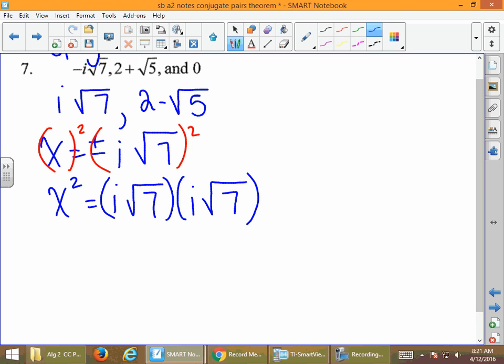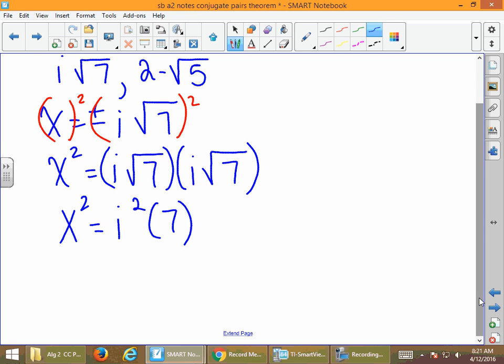So when we simplify this, when we multiply these two together, we end up with i times i, which is i squared, and radical 7 times radical 7, or the square root of 7 times the square root of 7. Two of the same value, take out one. Square root of 7 times square root of 7 is 7.